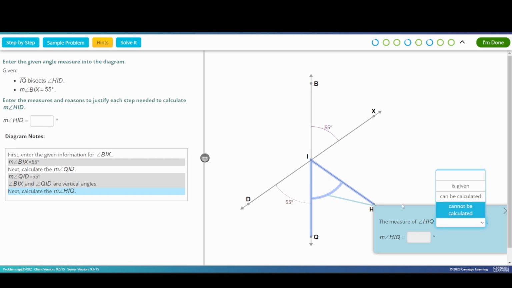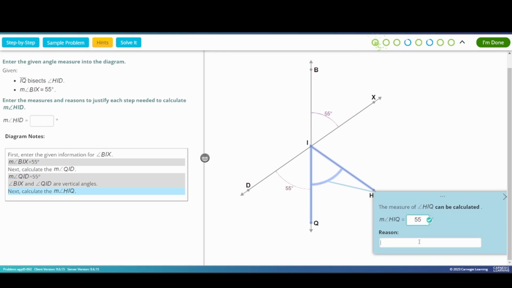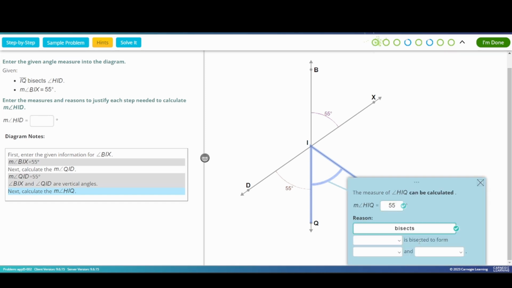Can that be calculated? Yes, because it is being bisected by IQ. All right, so yes, it can be calculated. And it's going to be the same as this one because those are cut right in half. That's what bisecting means. So this is also going to be 55 degrees. And the reason for that is, again, it's being bisected.